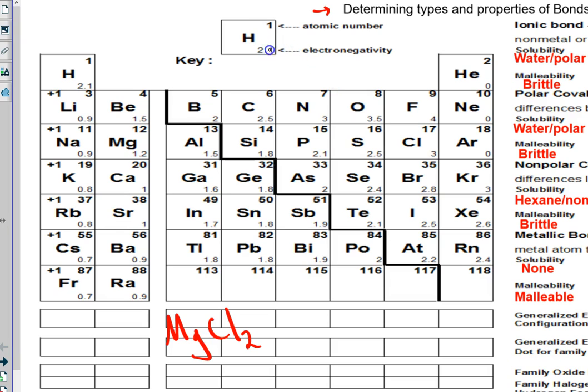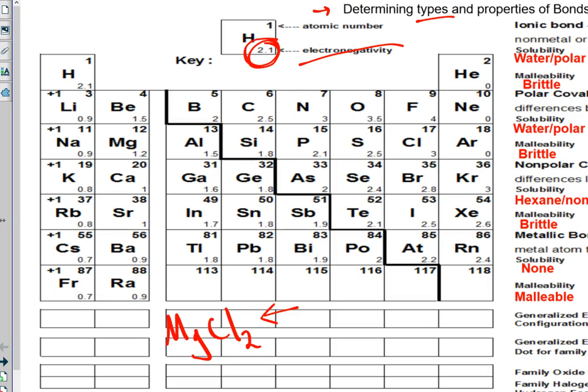First off, in these boxes, this number right here tells you the electronegativity. That was supposed to be a line, but whatever. The electronegativity is how hard the atom pulls on an electron when it's bonded to something else. In order to determine the types of bonds, you have to find the difference in the electronegativity between two types of atoms. So I put an example one right here, MgCl2.